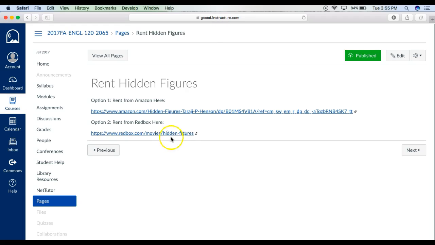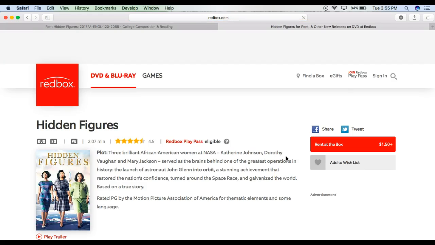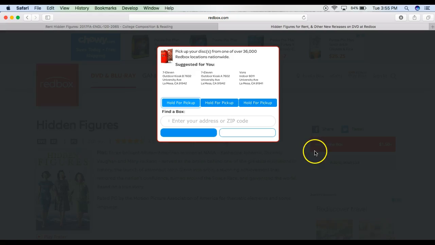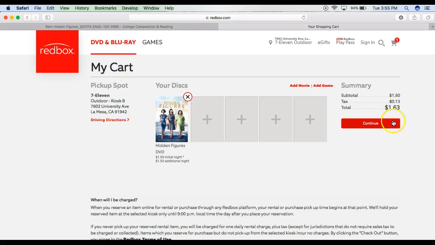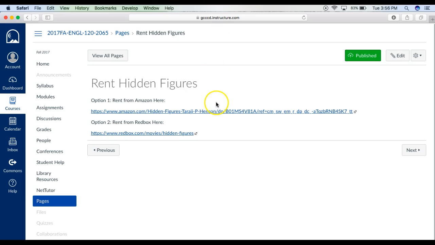The other way is to rent it on Redbox. So I have the link right here. And you can click Rent at the Box, DVD or Blu-ray, whichever you prefer, and then you can type in your zip code and find a Redbox that's close to you that has the DVD, and you can say hold for pickup. It'll take you here, and then you would just hit continue and pay. It's $1.63 to do it this way per night, so be sure to return it by 9 p.m. otherwise it will charge you for another night. But that is the other way that you can get the movie. So I've provided both links for you there.